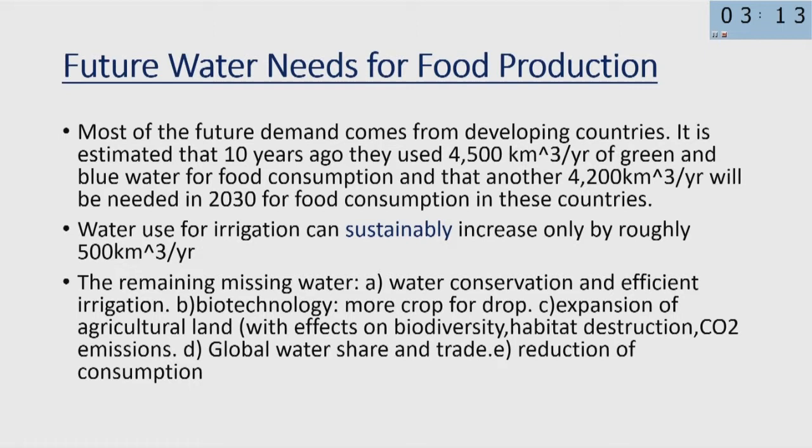The remaining missing water will have to come from water conservation and efficient irrigation, biotechnology, meaning more crop per drop, the so-called blue revolution, which is still not quite here, the expansion of agricultural land, which could be something to consider but has serious bad effects on biodiversity, habitat destruction, and CO2 emissions. And finally, global water share and trade, and the reduction of consumption.